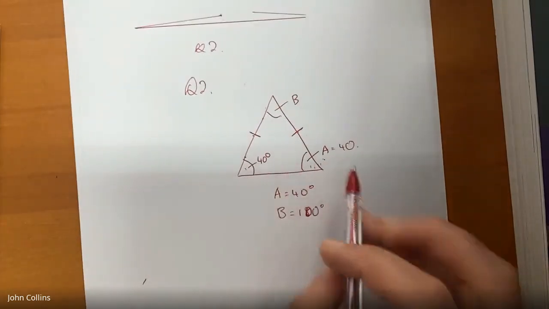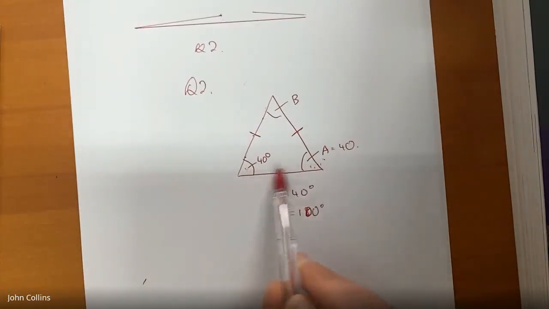It's an isosceles triangle, so isosceles triangles must have two angles the same. If it's marked like that, we must recognize it as an isosceles.